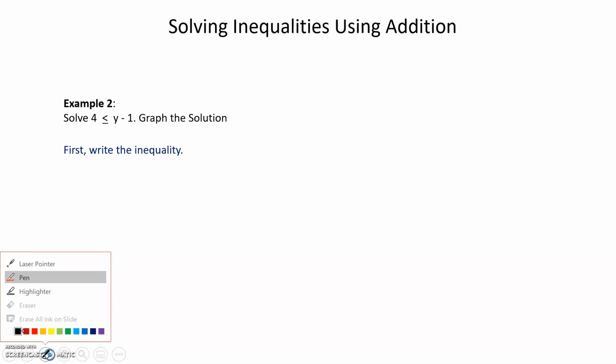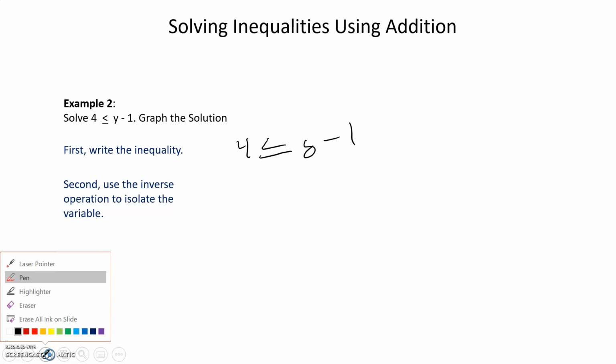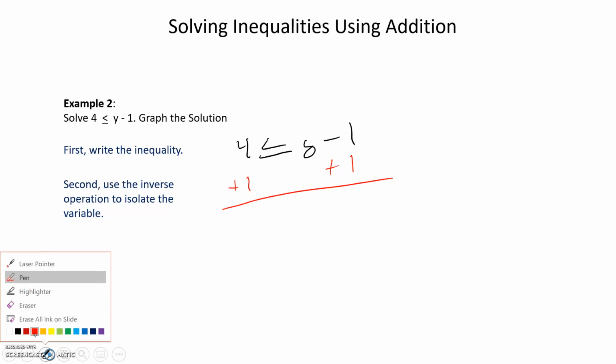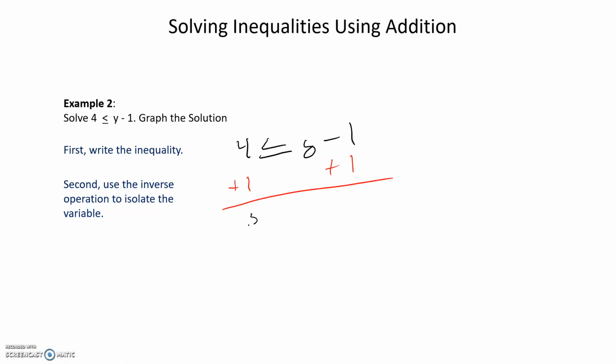So that's example number 2, where the variable's on the other side. But I'm going to follow the same exact steps. First, I'm going to write the inequality: 4 is less than or equal to y minus 1. Now I'm going to solve the inequality using the inverse operation. So plus 1, plus 1. And then I'm left with 4 plus 1 is 5, so 5 is less than or equal to y.